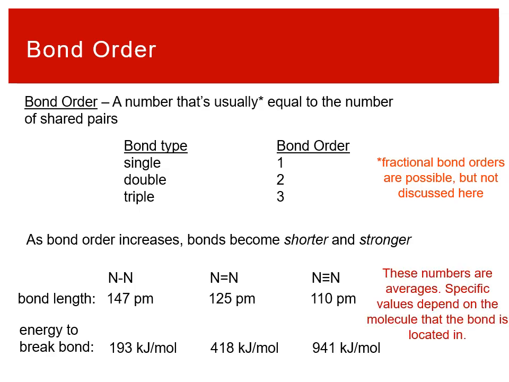One thing to note again, these are average values. If a nitrogen is double bonded to another nitrogen, it's going to depend on the molecule that it's located in. So not all double bonds are the same, but on average, they are all stronger than single bonds, and they're all weaker than triple bonds.